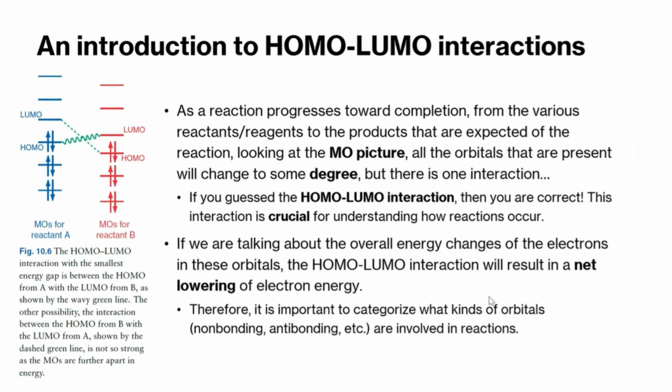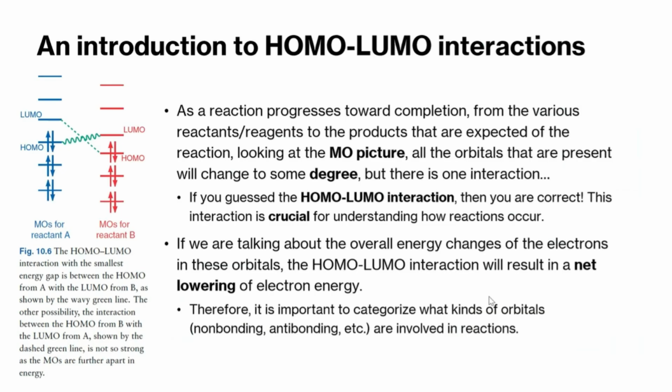So next I want to go over an introduction to HOMO-LUMO interactions. As the reaction progresses towards completion, from those various reactants to products that are expected, if we look at the MO picture, orbitals that are present will change to some degree. That's given. Take for example the protonation of water. All molecular orbitals will change to some degree, but there's one interaction that is super important, which is the HOMO-LUMO interaction. So this interaction will be crucial for understanding how reactions occur.